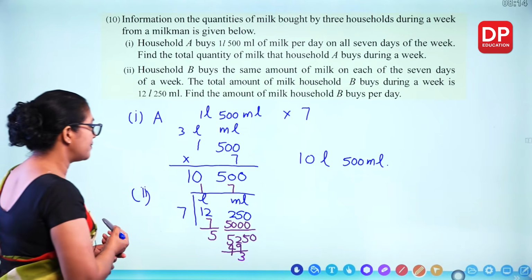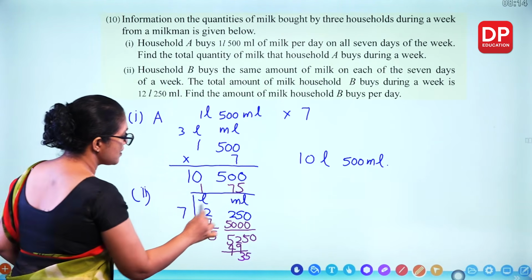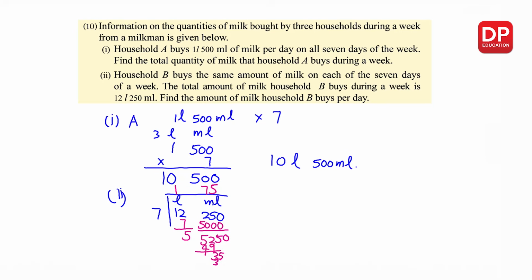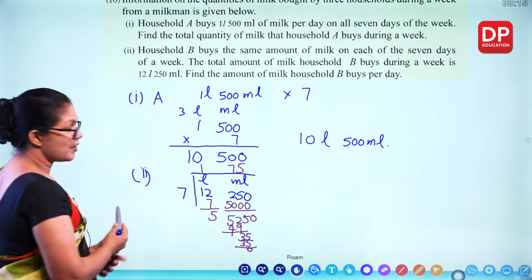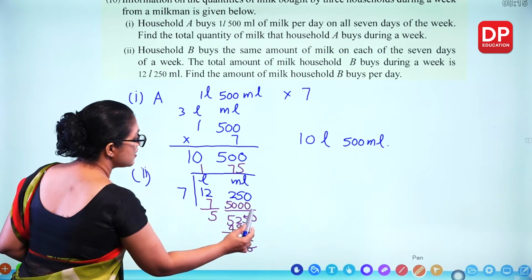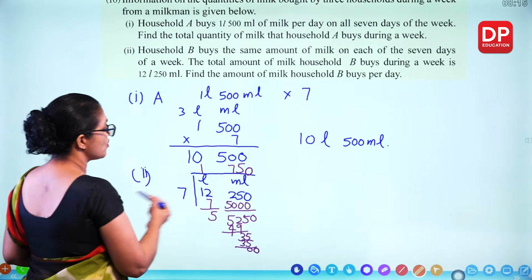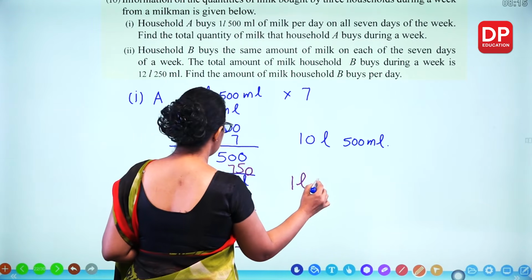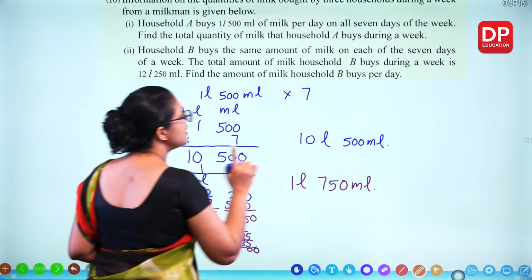So 3 remaining. 35, that's 5. 7 times 5, 35. So 0 is the remainder. Now we'll take this 0. For this 0, you put 0 here. So what's the answer? 1 liter and 750 milliliters per day.